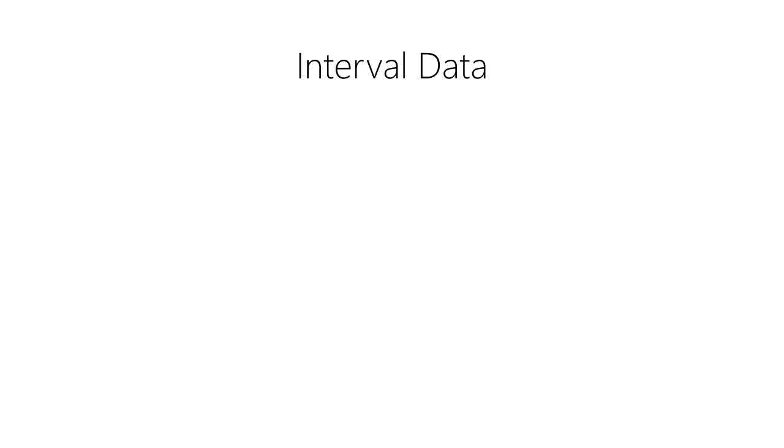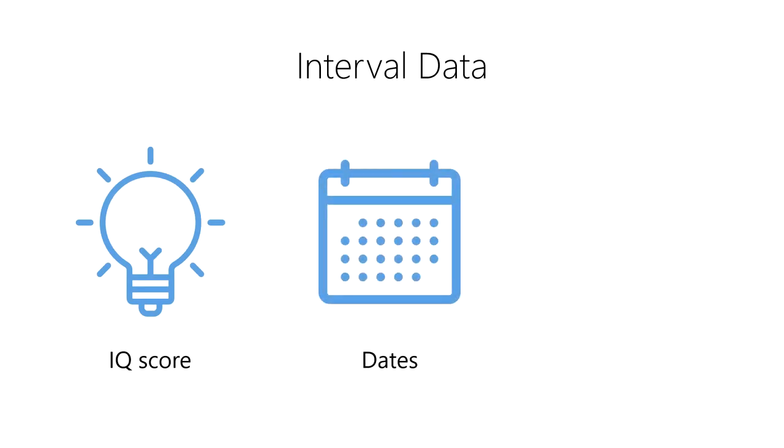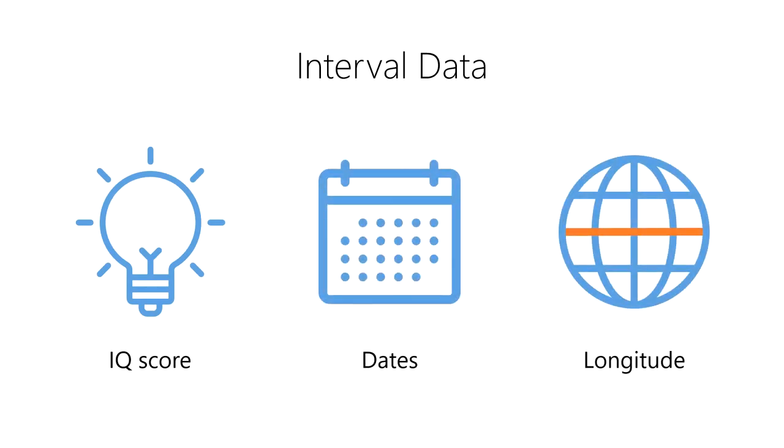Other examples of interval data include IQ scores, dates on a calendar, and longitudes on a map. The key distinction is that the zero point on an interval scale was arbitrarily chosen. It doesn't represent a natural minimum quantity of the thing being measured.